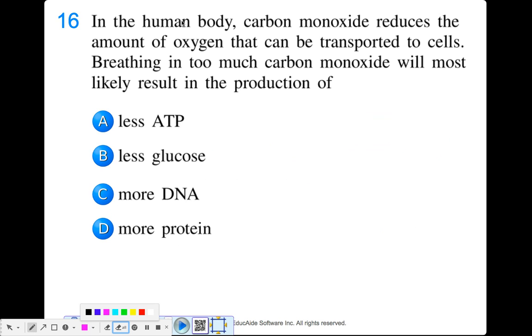All right, number 16. In the human body, carbon monoxide, which is chemically CO, just in case you're wondering, reduces the amount of oxygen that can be transported to cells. Breathing in too much carbon monoxide will most likely result in the production of what?